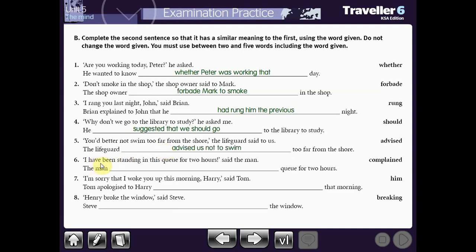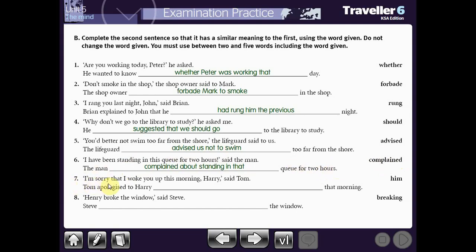Number 6. I have been standing in this queue for 2 hours, said the man. We want to use the word complained, meaning he protested. So this is the introductory verb. Okay, and it is followed by an ing form, since we put the preposition about after it. So the man complained about standing in that queue for 2 hours.